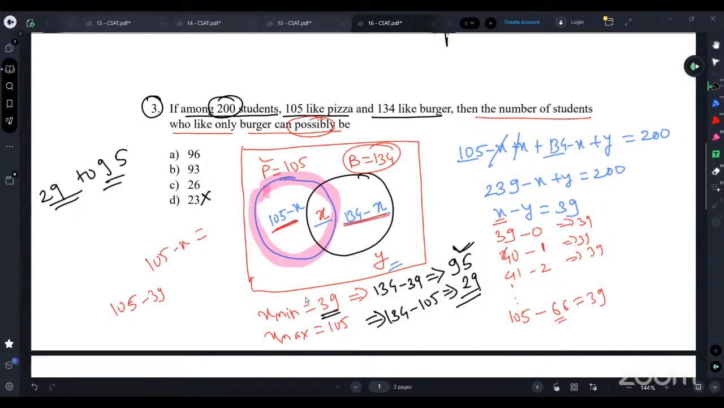So in this case, the only answer between 29 and 95 is 93. So option B is the correct answer. Okay guys.